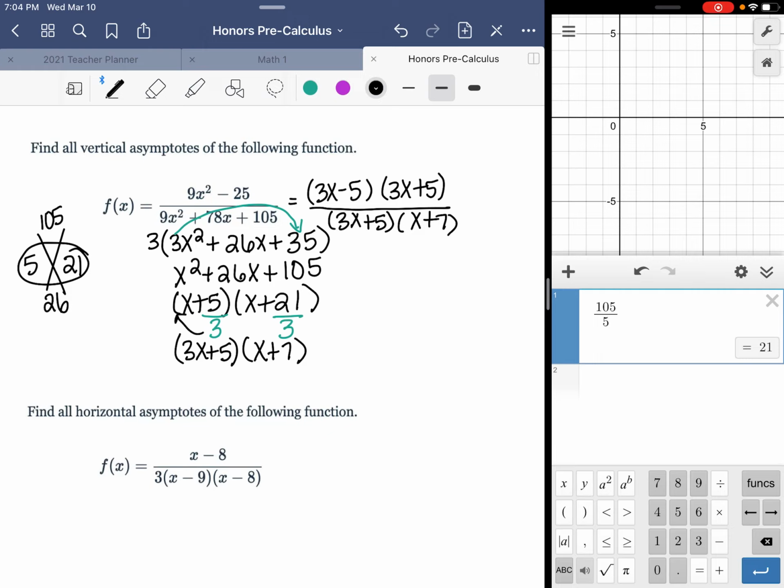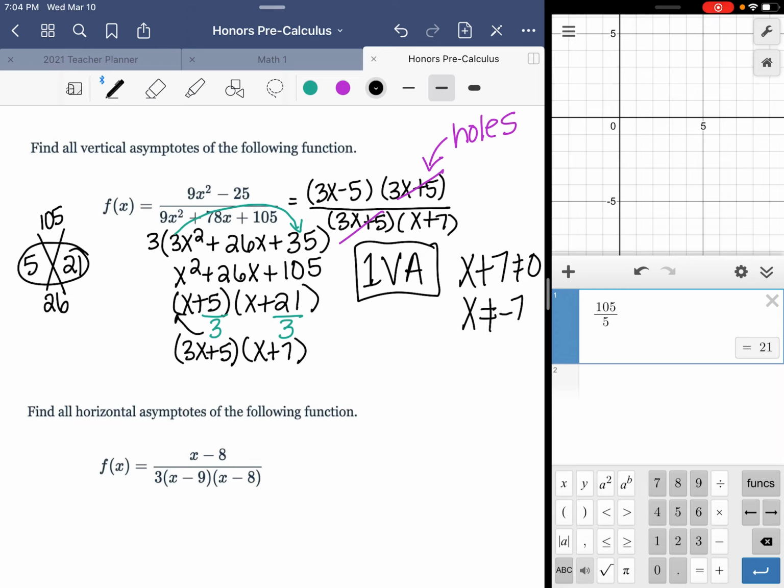Now, why was this necessary? Because if I hadn't done this, first of all, I wouldn't have been able to find the vertical asymptote. And I also wouldn't have been able to identify the fact that I have a hole here. Those holes are not going to give me a vertical asymptote. So I have one vertical asymptote, and it is located at x plus 7, because that's what's left over in the denominator. So x can equal negative 7.